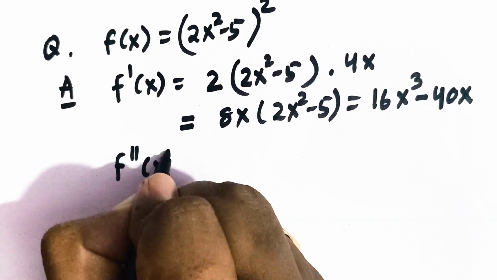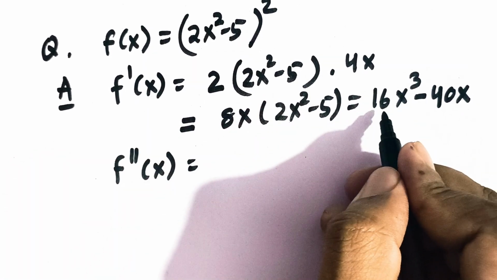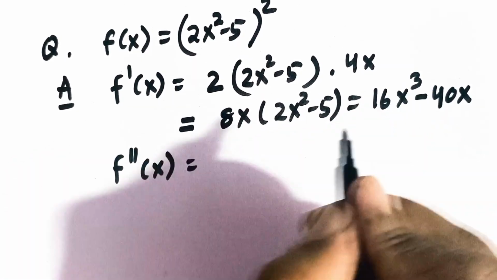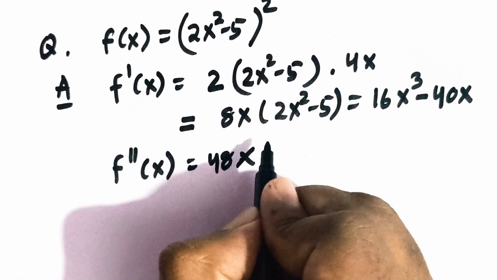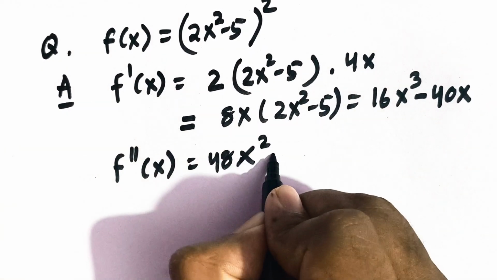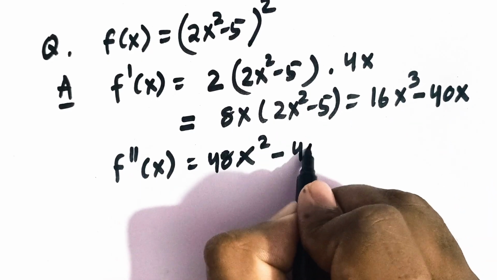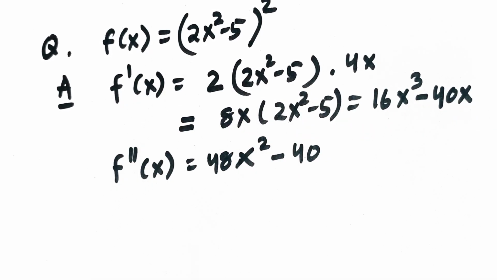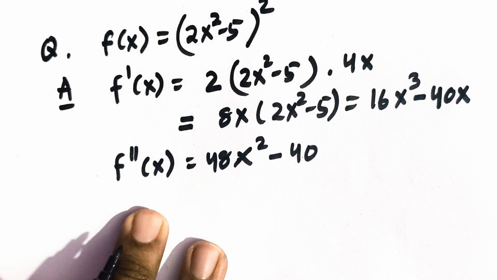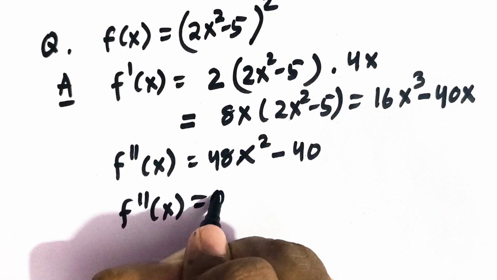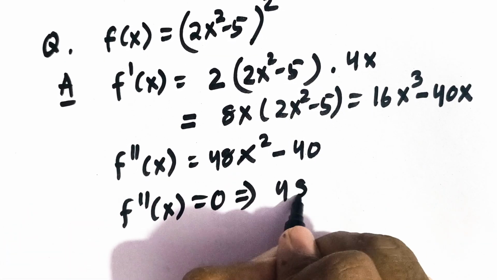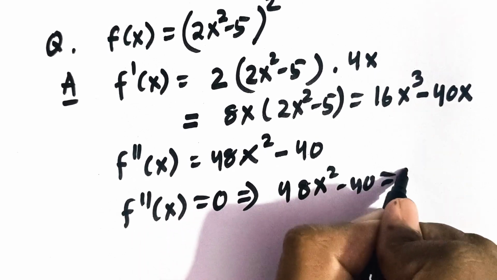Double derivative of this one: the derivative of 16x³ is 3 times 16, which is 48, times x to the power 3 minus 1, which is 2, minus the derivative of 40x, which is 40 times the derivative of x, which is 1. So this is our double derivative, 48x² − 40. Now we make our double derivative 0, which occurs at 48x² − 40 = 0.